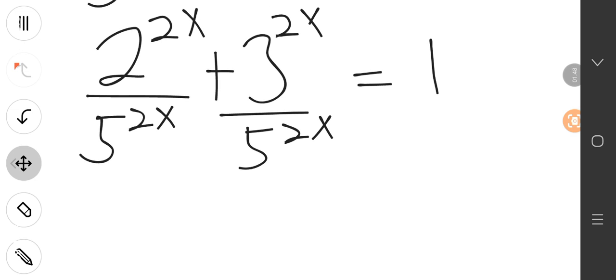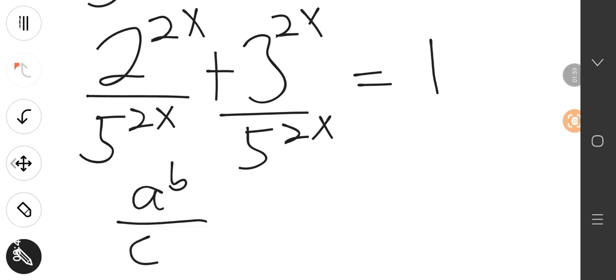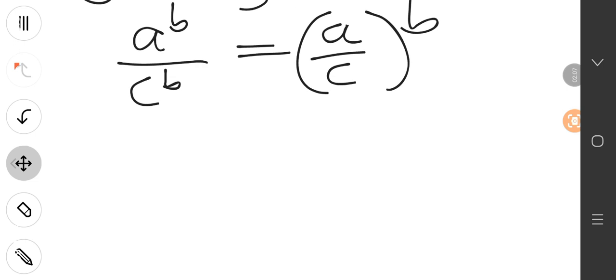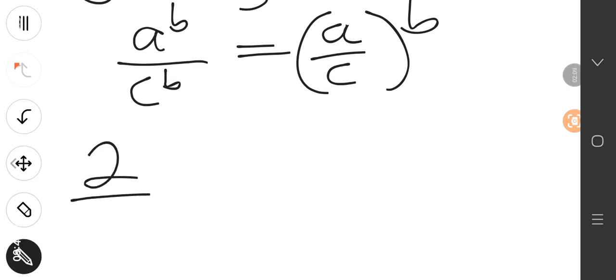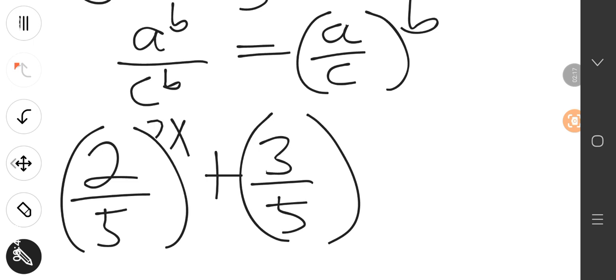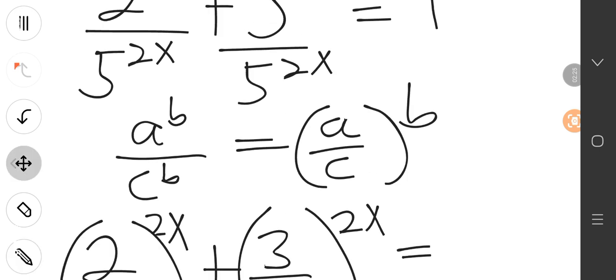Now here we're going to apply the quotient to a power rule, or you can also say the power to a quotient rule. It states that if you have a exponent b over c exponent b, this equals a over c, all exponent b. So the equation becomes 2 over 5 exponent 2x plus 3 over 5 exponent 2x equals 1.